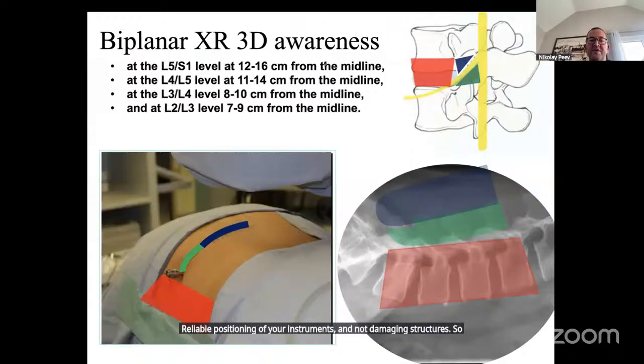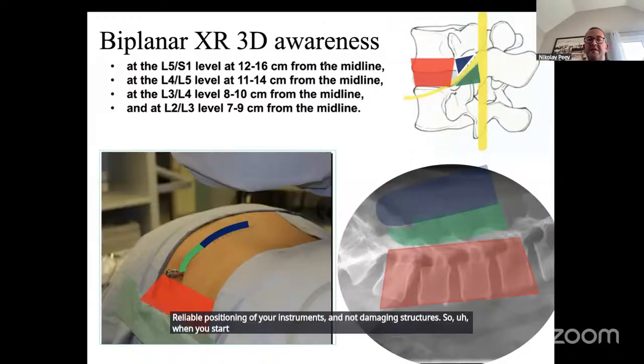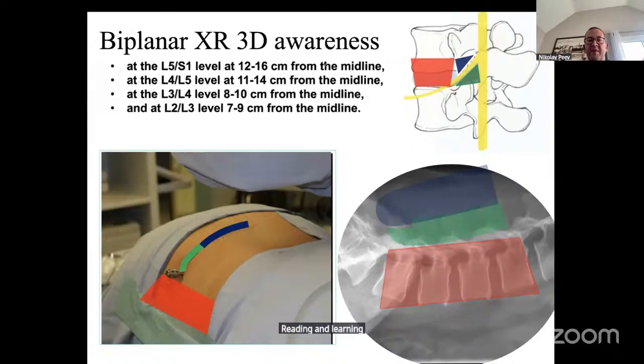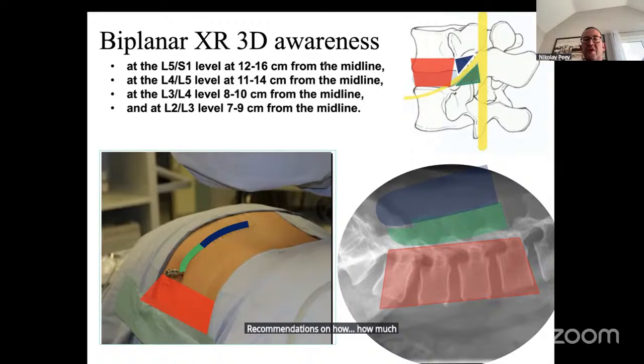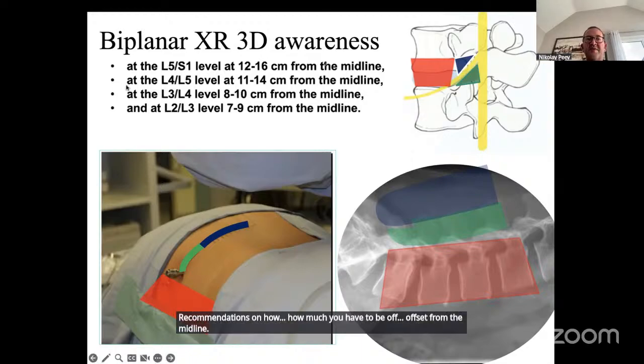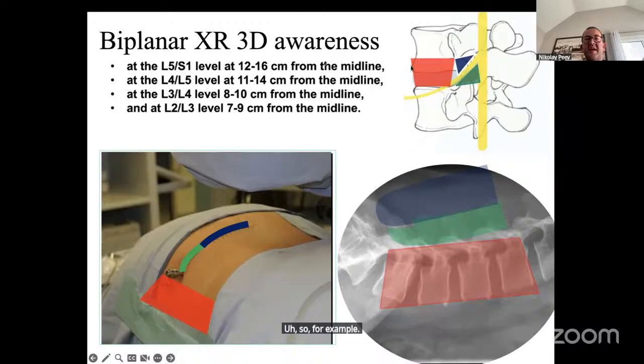When you start reading and learning about the transforaminal approach, or if you start going to different courses, you're going to see articles and listen to different recommendations on how much you have to be offset from the midline. For example, most of the offset that you read about for L5S1 is 12-16 centimeters.